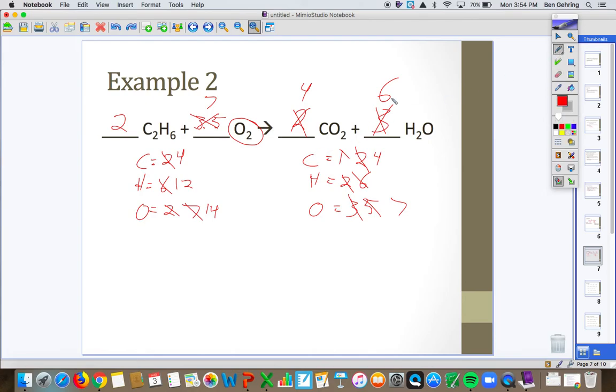We're doing hydrogen. 6 times 2 is also 12. There we go. And now I have 7 times 2 is 14. 4 times 2 is 8. 6 times 1 is 6. 8 plus 6 is 14. So this is balanced. That is how we're going to balance chemical equations.